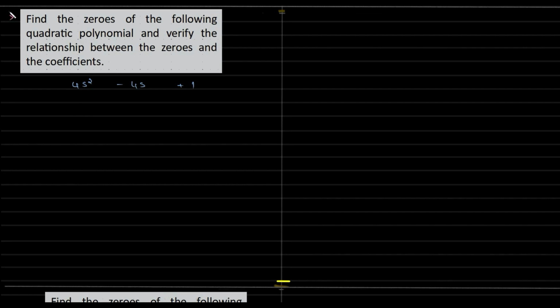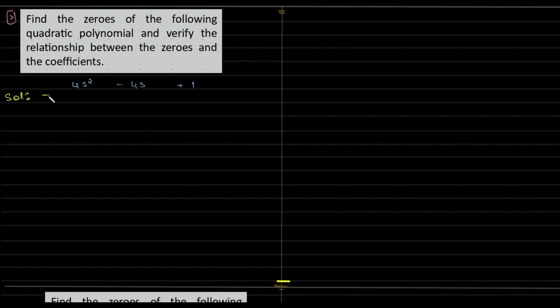Starting off with the question, find the zero of the following quadratic polynomial. So we have a quadratic polynomial. We have to find the zero and verify the relationship between the zeros and the coefficient. Okay, so let's start off with the solution.